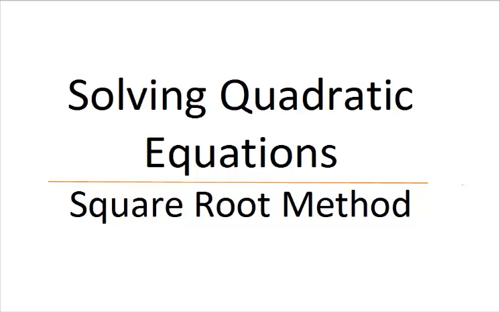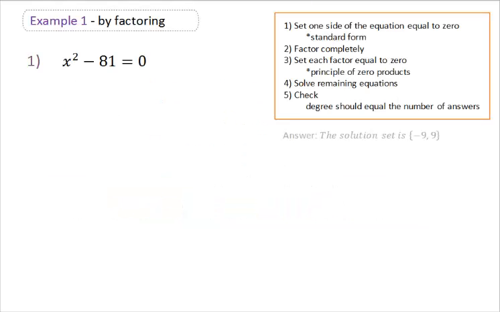Solving quadratic equations using the square root method. So, last time we learned how to solve quadratic and other equations using the factoring method. So let's do that with this example. X squared minus 81 equals 0.